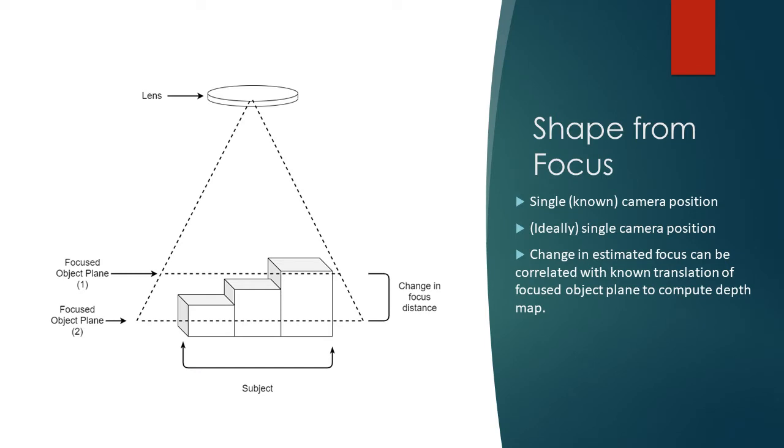However, since all the RTI images are taken from one viewpoint, we don't have a sense of the real-world scale of an object from the images alone. To achieve this, we can use another method called shape from focus.